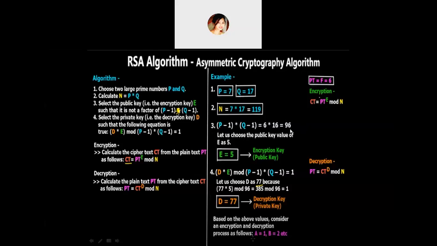I have considered these values and already calculated them previously, so I am quite sure. I made sure that these values satisfy the third and the fourth condition. So it gives 96, that is P minus 1 into Q minus 1. This is the third step, where you are selecting the public key in such a way that it satisfies this condition.